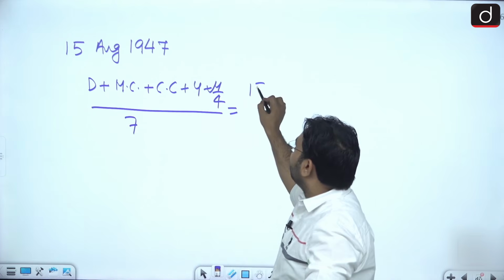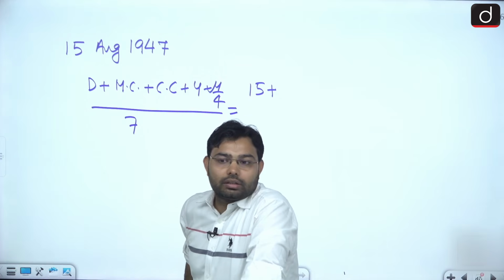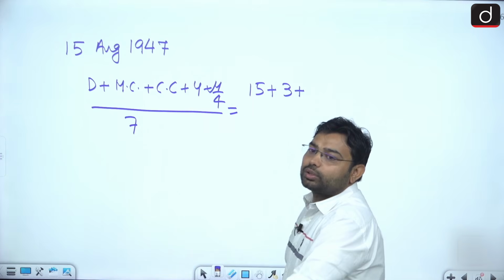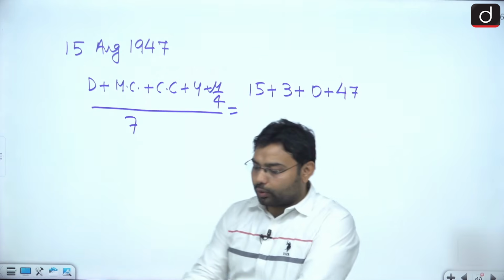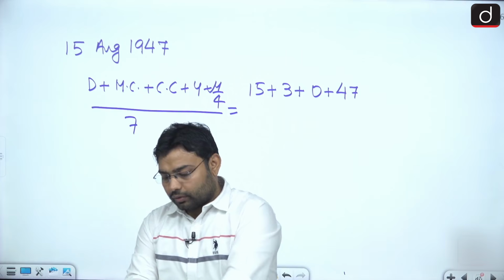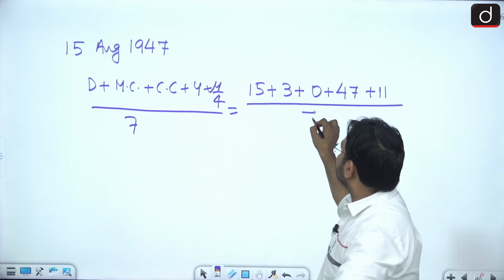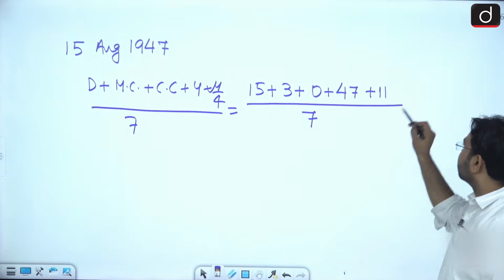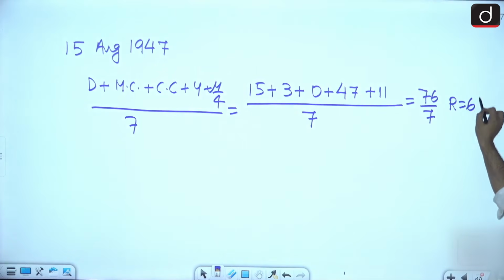15 is the date. Month code, month is August, and code for August is 3. Then century, 19th century, 0. Then year, 47, and 47 by 4 is 11. Divide by 7. 76 upon 7, so remainder is 6. And 6 is the code for Friday.